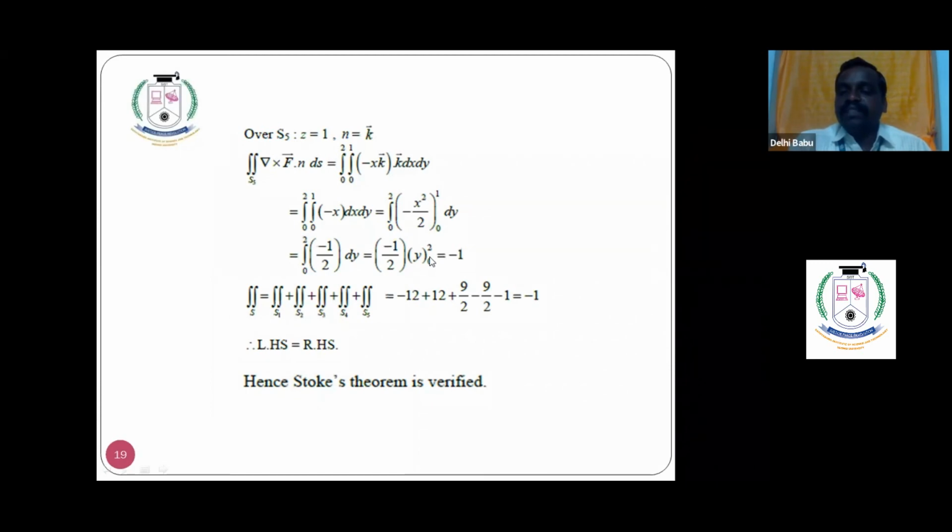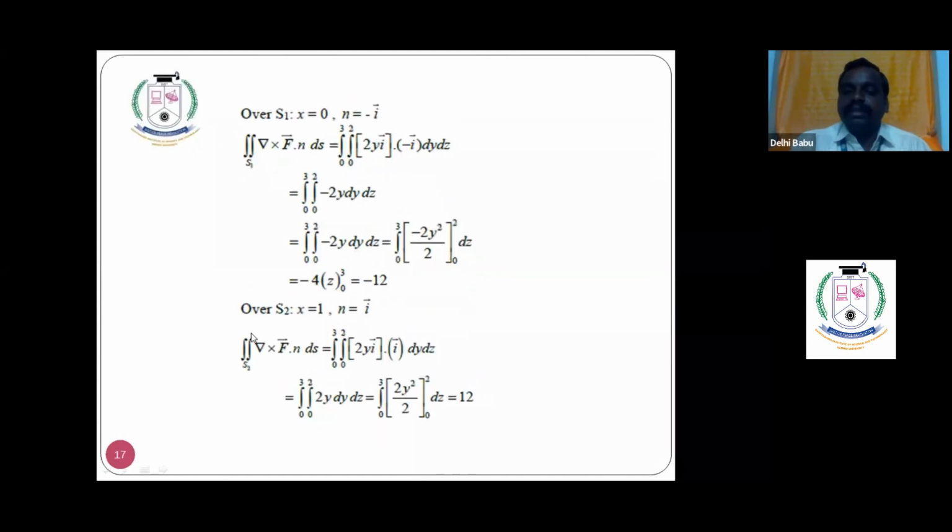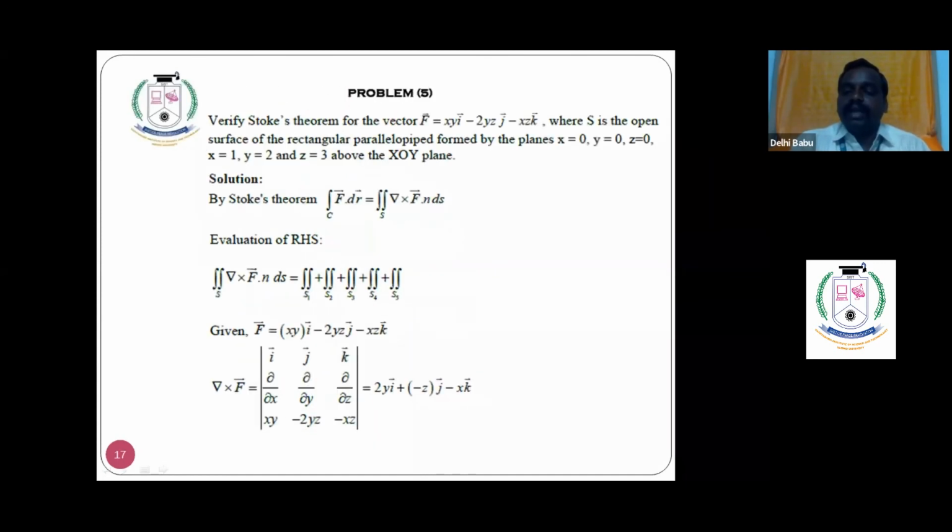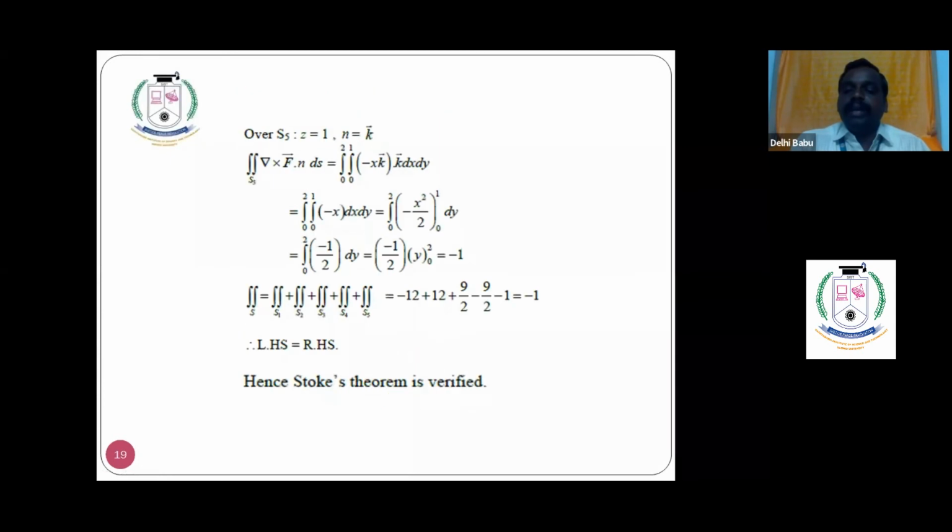Because the 6th surface they mentioned as open the surface. Hence add all this. So S1 is minus 12 plus 12 plus 9 by 2 minus 9 by 2 and then minus 1. So all this gets cancelled, you get minus 1. So already your left hand sides are also minus 1, right hand side is also minus 1. Therefore your Stokes theorem is verified.